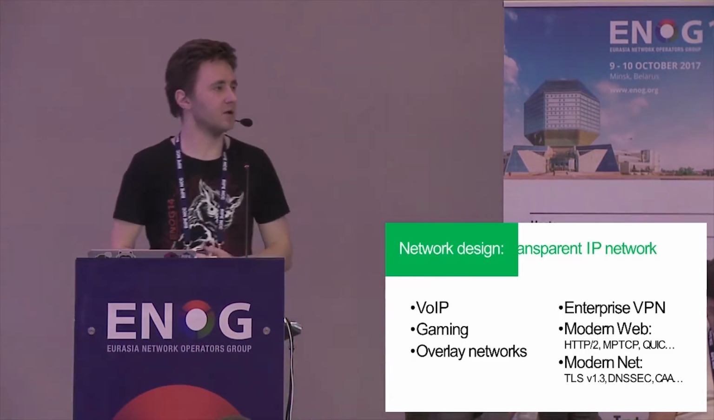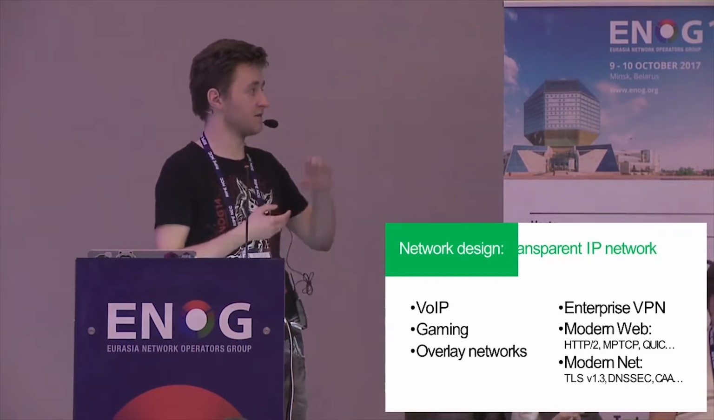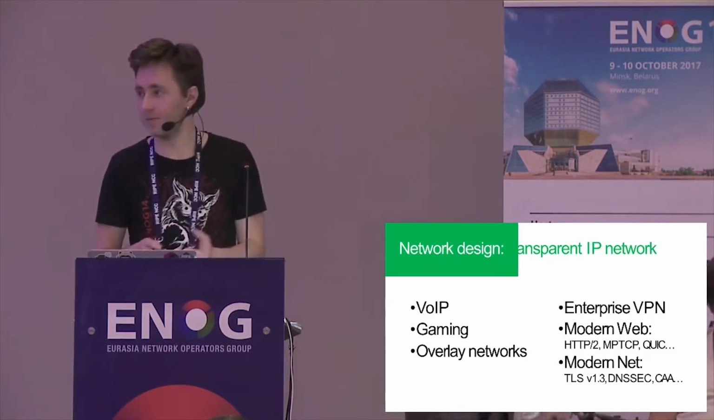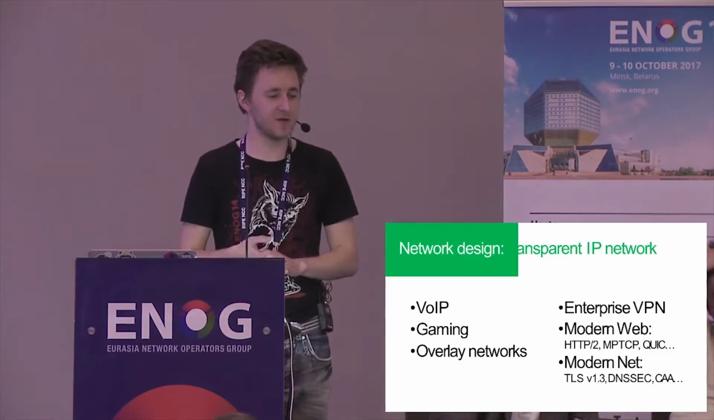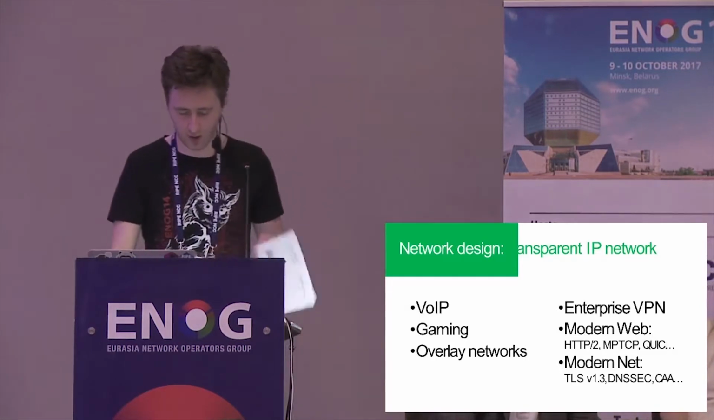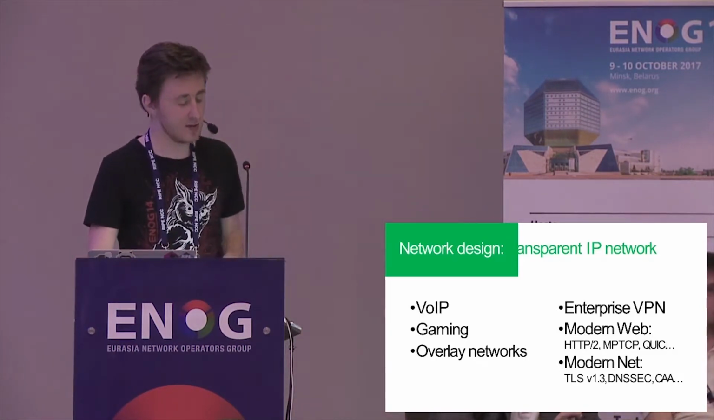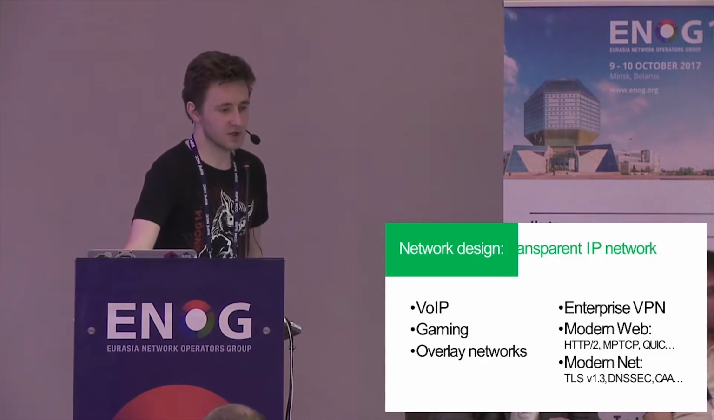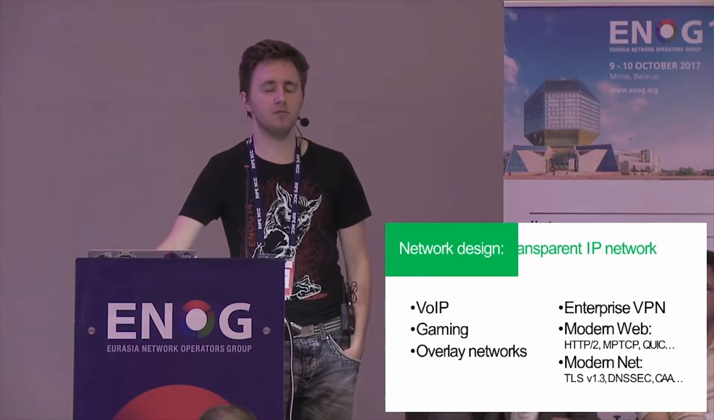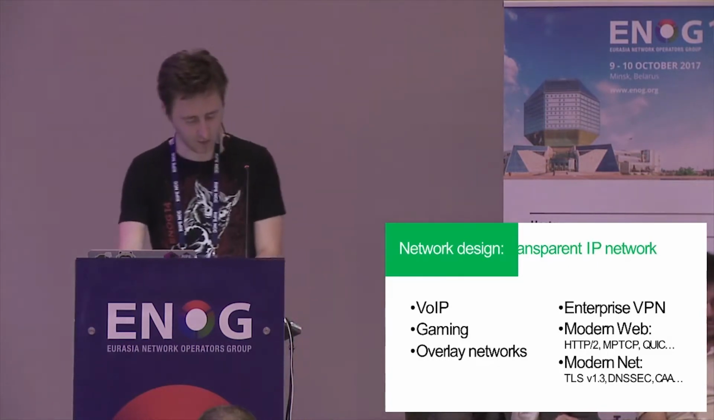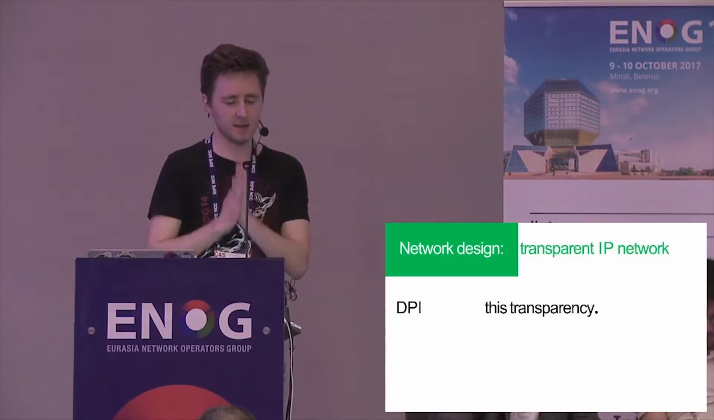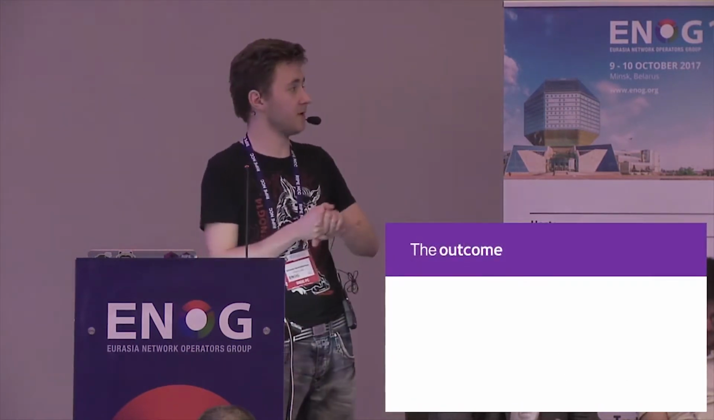HTTP/2, MPTCP, QUIC, they all count on the regular network design. More than that, they introduce TLS 1.3, DNSSEC and CAA, hoping that the transit network is transparent. DPI breaks this transparency, and this has its own consequences. A number of applications suffer from these problems.